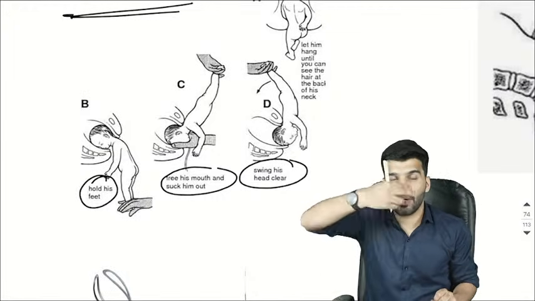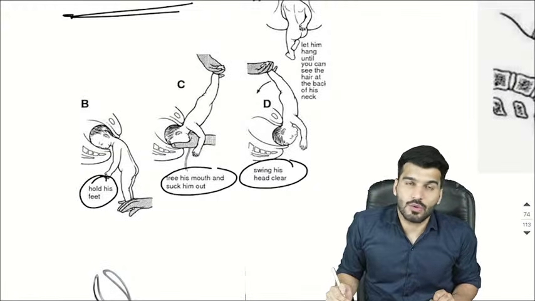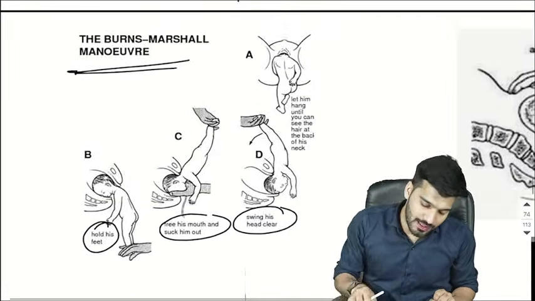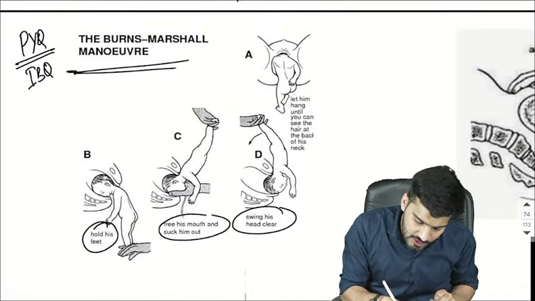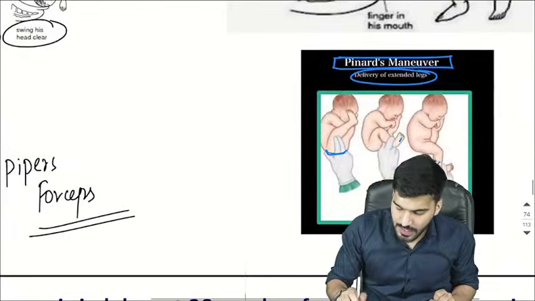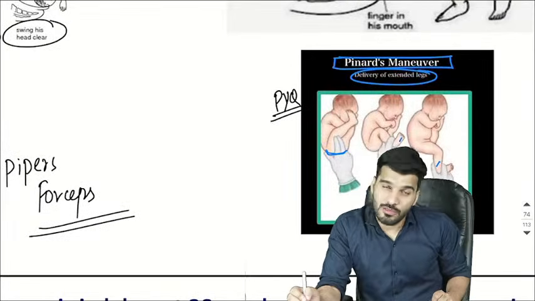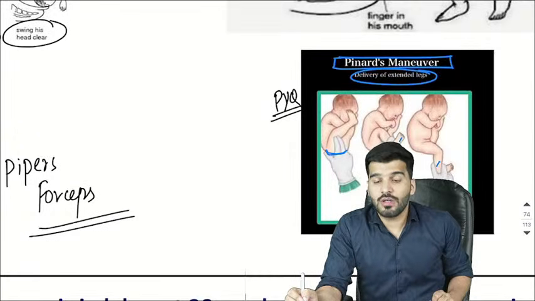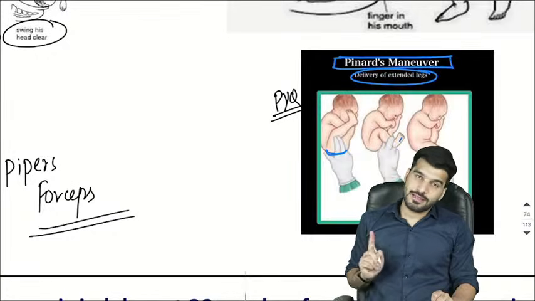So this swinging of the baby, let him hang, holding his feet, this is called as a Byrne-Marshall maneuver. Again, this is the previous year question, image based for the NEET PG, and this Pinard's maneuver has also been asked. So breech presentation is going to be most important. So remember, Pinard's maneuver, Lausset's maneuver, and Byrne-Marshall maneuver for the breech presentation.